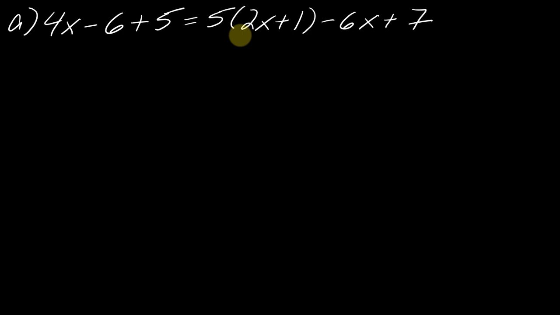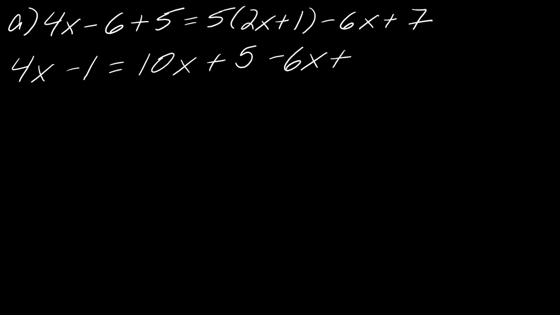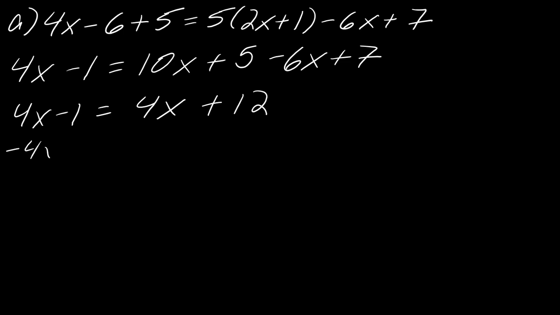So for this first one, the first thing I've got to do is distribute. So I'm going to go ahead and just distribute. So this is 4x. You know what? I'm actually going to take the minus 6 plus 5 and write that as minus 1. And then I'll distribute on this side. So this is 10x plus 5 minus 6x plus 7. And now on this side, I'm going to collect my like terms. So I'm going to have 4x minus 1 equals 4x plus 12. And then if I subtract off the 4x's, I get negative 1 equals 12.